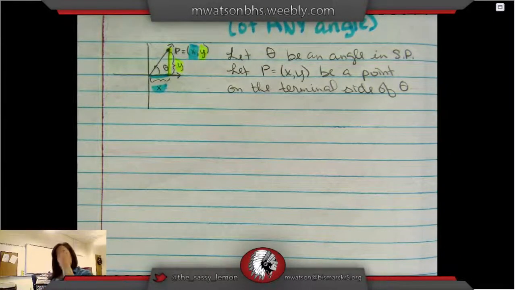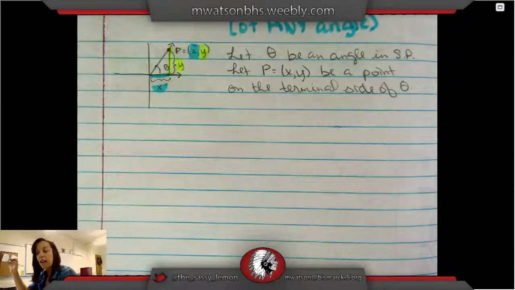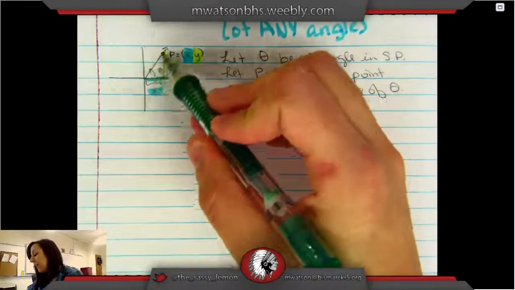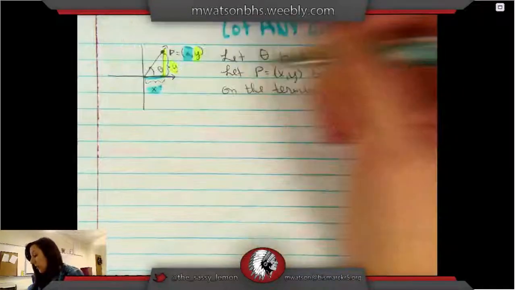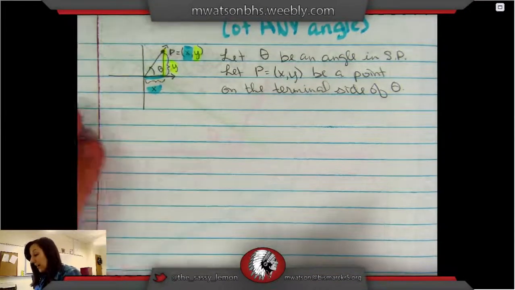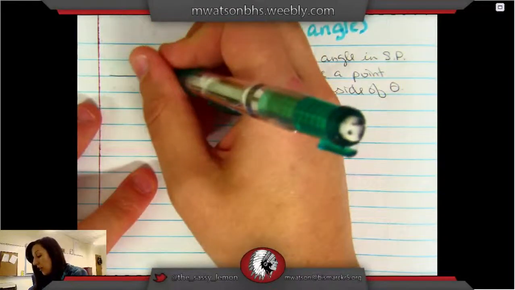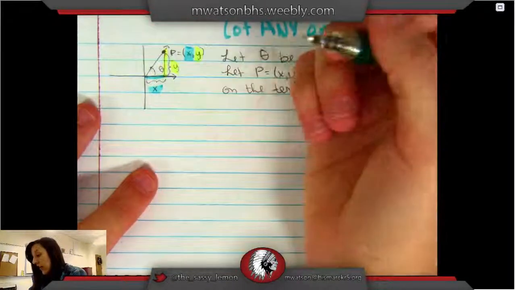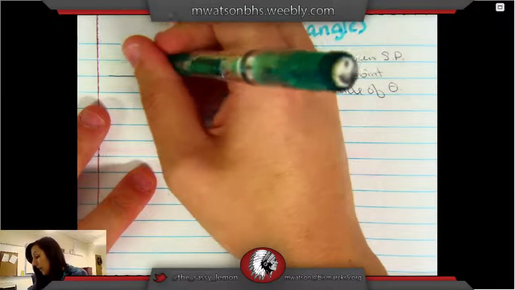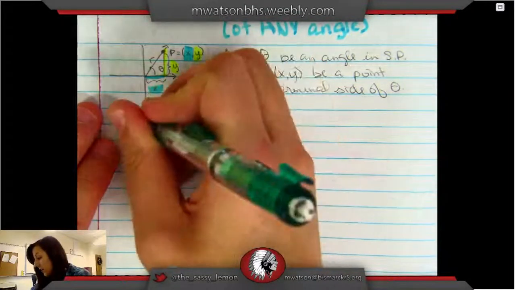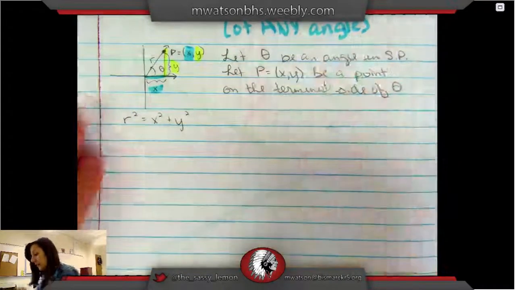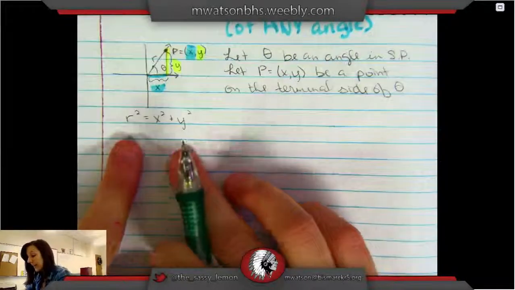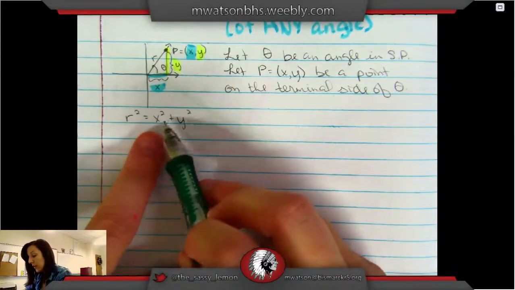Okay, now that we have two sides to this triangle, is it possible to find the length of the hypotenuse? Well, hopefully you realize this is a right triangle, and we can do that using the Pythagorean theorem. So let's call this length, instead of h or something, r. And so we can find r by doing r squared equals x squared plus y squared. That's the Pythagorean theorem. The hypotenuse squared equals one leg squared plus the other leg squared.